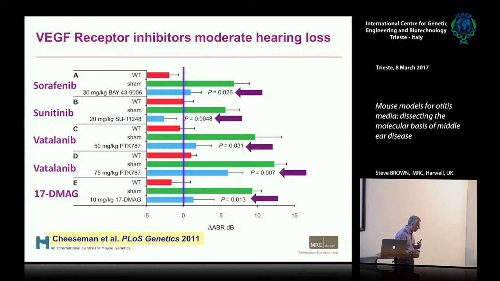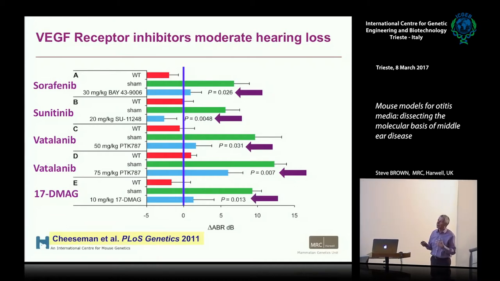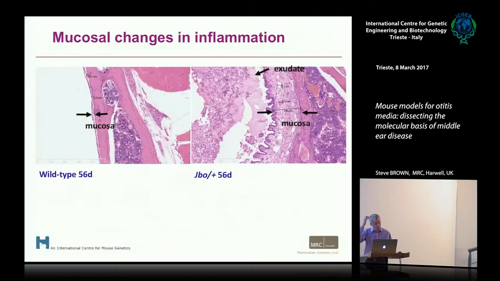And we've done some subsequent work, which I'll mention a bit later on, with other compounds where, in some cases, although there's evidence of that here, we see an improvement in auditory thresholds. But the other thing that we obviously wanted to look for in terms of delivering these drugs was improvements in the mucosal changes in inflammation that you see in these mice. So here's a wild-type mouse at 56 days. You can see this nice, clean, thin mucosa, no evidence of inflammatory disease at all. Here's a jumbo mouse at 56 days. Look at this inflammation here. Here's the exudate in the middle ear.